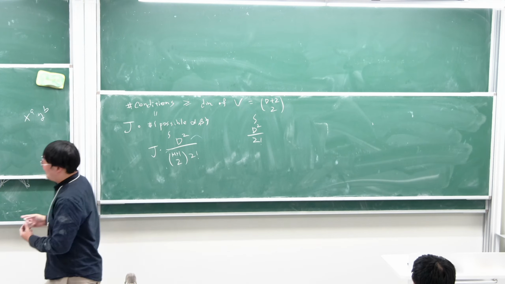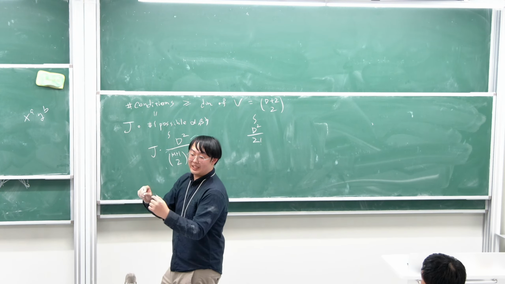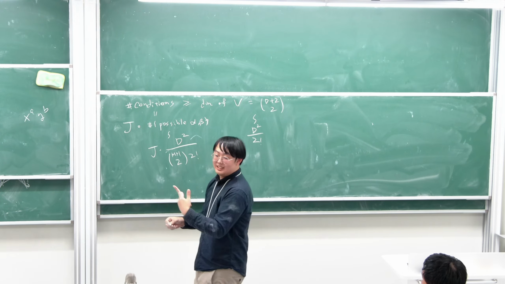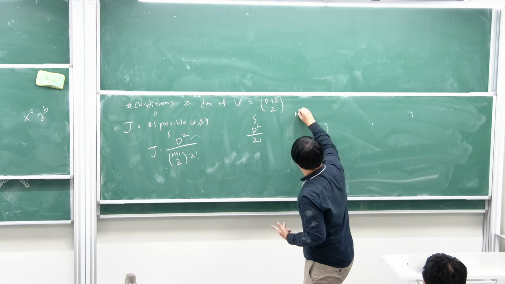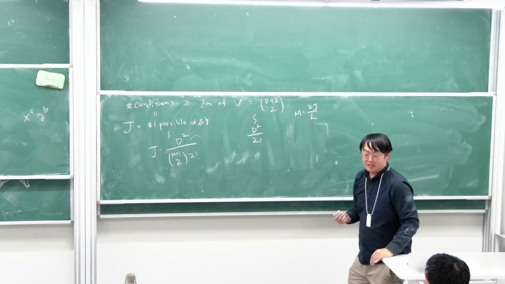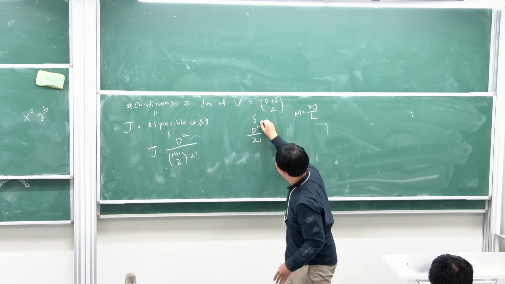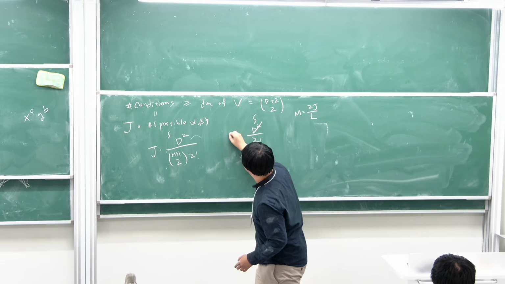But we're assuming there are n points per line, and each point is counted twice, right? Because it is contained in 2 lines. So we know that m is actually 2 times j over l.